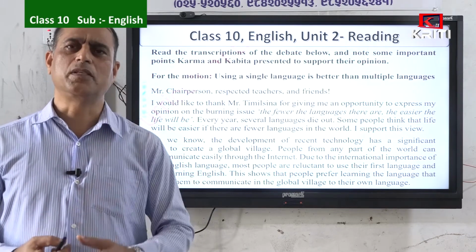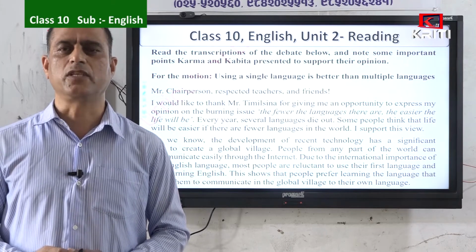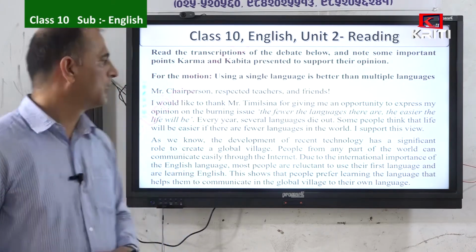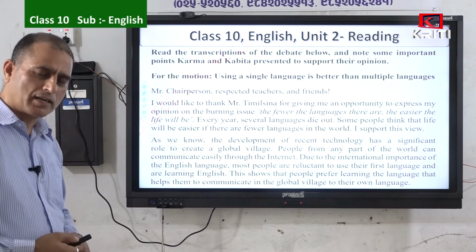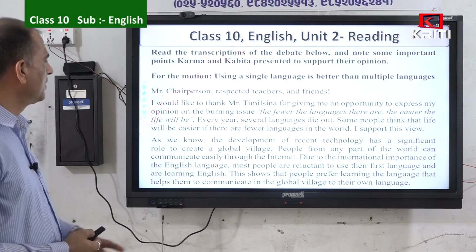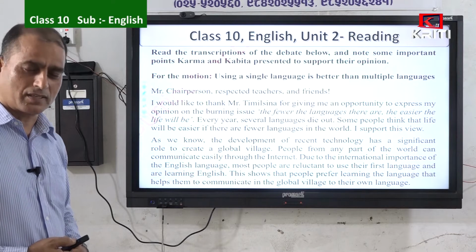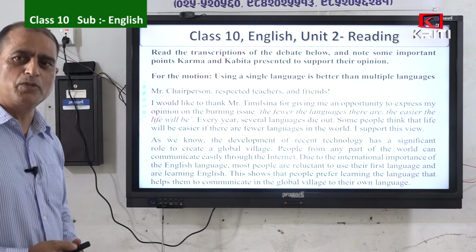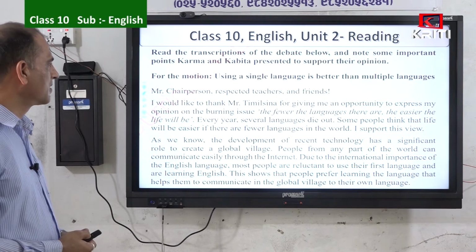So there are two persons taking part, they are competing in this debate competition. Okay, one person is Karma and the next person is Kavita. This is what is mentioned in your class 10 English book, unit 2. Let's see what he says.